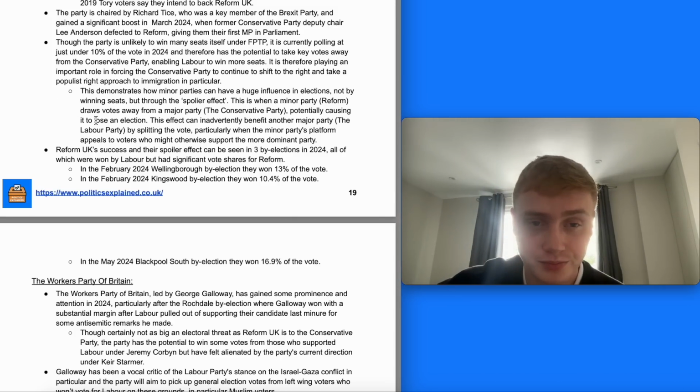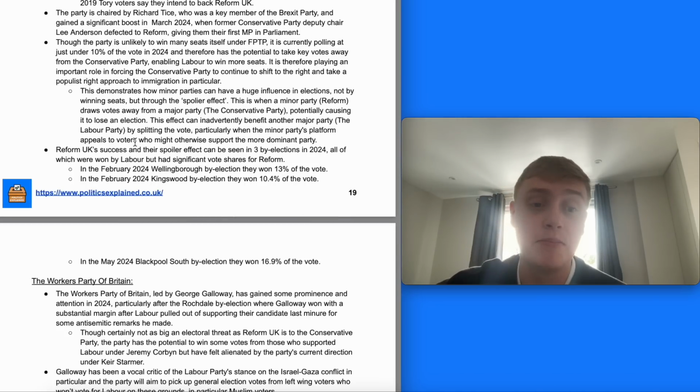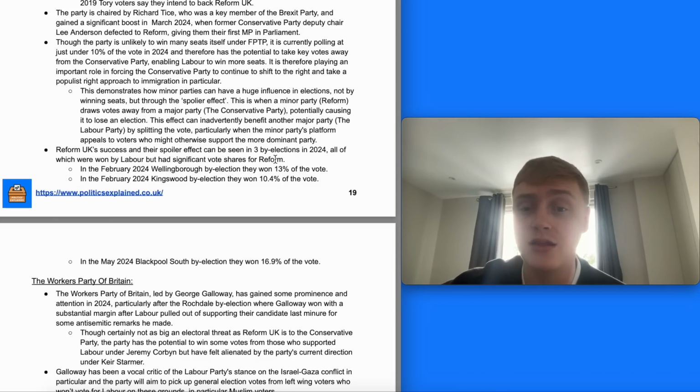the next election. Their success and spoiler effect can be seen in 3 recent by-elections, particularly in Blackpool South, where they won 16.9% of the vote, but also in earlier ones in February, in Wellingborough and Kingswood, where they won 13% and 10.4% of the vote, respectively.